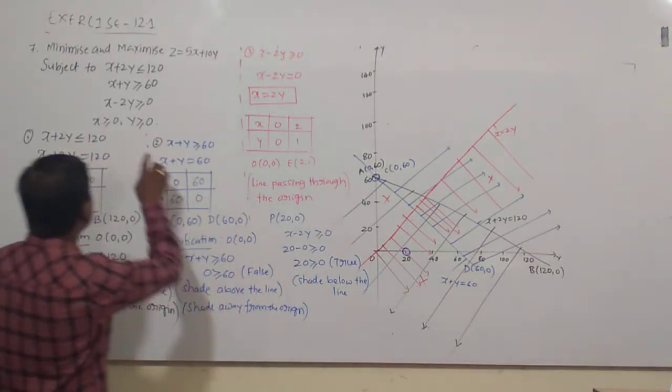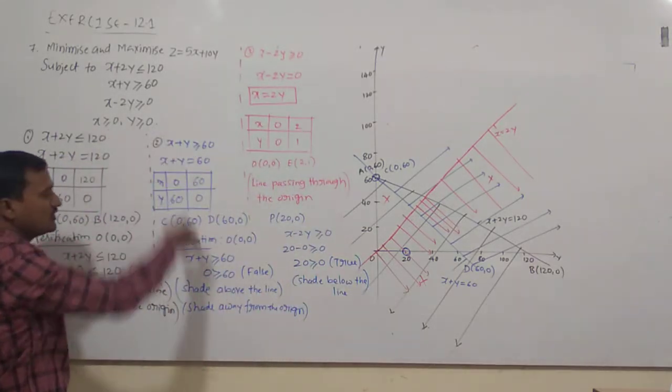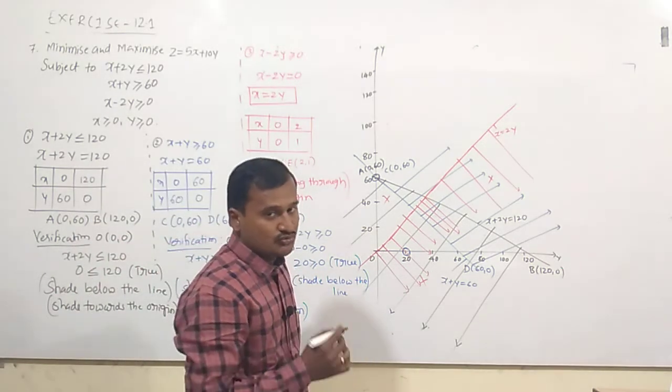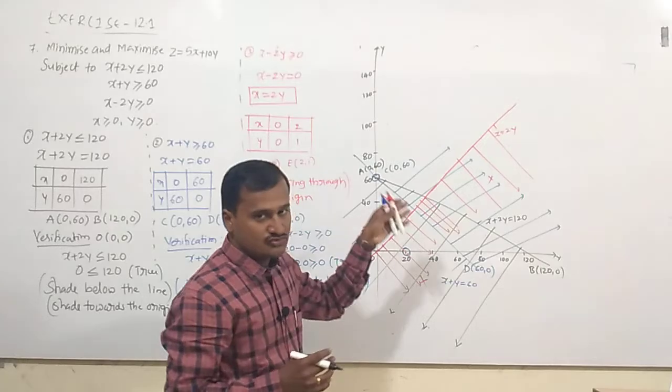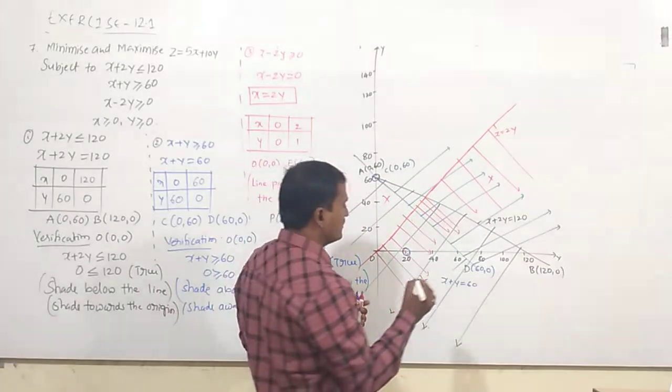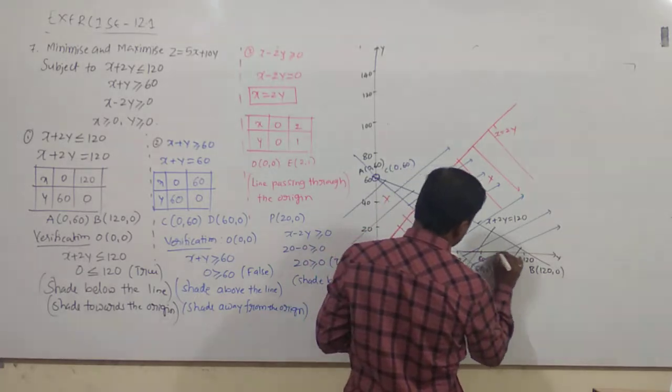Here x is more than or equal to 0 and y is more than or equal to 0, which means you have to shade only positive x and positive y. So the solution lies in the first quadrant only. Therefore, clearly the solution is this one.